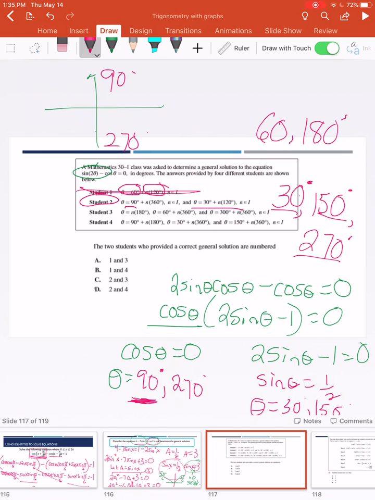Let's try student 3. So they're just increasing by 180 degrees. That's wrong, right? 180 degrees isn't even an answer here. So there's no way student 3 is right. Student 4, they have 90 degrees and then increasing by 180s. So I'd have 90 degrees. And then one rotation from 90 degrees, or 180 plus 90 degrees would give me 270. So that's good. Those are both solutions. Let's try the next one. 30 degrees. Yeah, that's good. That's a solution. 150 degrees. Yeah, that's a solution. So that also includes all 4 solutions. So student 2 and student 4 are correct, which means my correct answer is D.